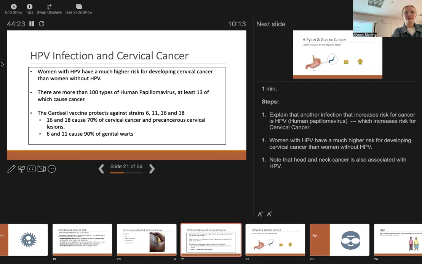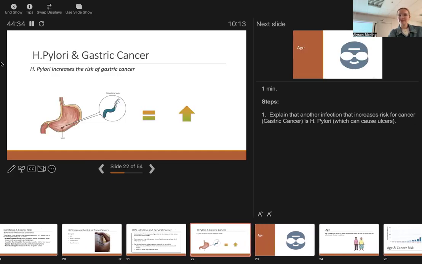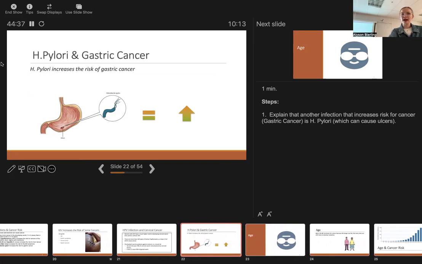So the HPV vaccine is a really, really powerful tool to protect against cancer. Probably the most important tool for cervical cancer. So H. pylori, I mentioned, contributes to the risk of gastric cancer. H. pylori can create ulcers, and then the damage from those ulcers over time can lead to the development of gastric cancer.